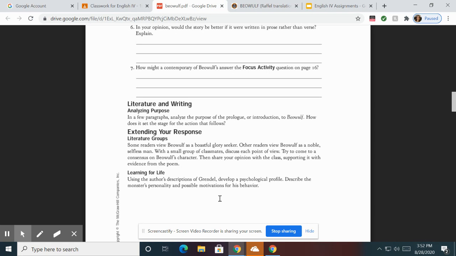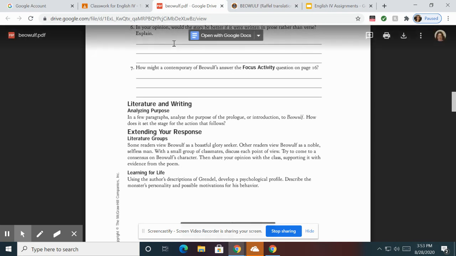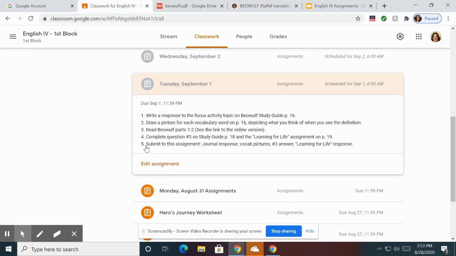And then if you go back again to your list of assignments, notice that it tells you what to submit. You're going to submit the journal response that you had to this focus activity. You're going to submit the vocab pictures, and I know you may have to draw those. You may be able to do them on the computer. Then your answer to number 3, and then your Learning for Life response. So you're going to submit those assignments to this Google Classroom assignment, and then you're done for the day.